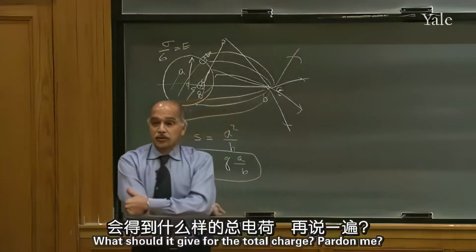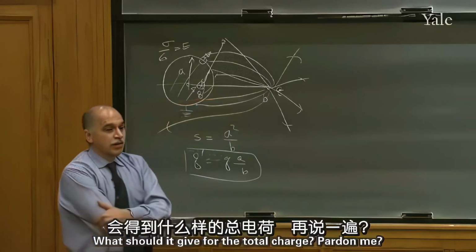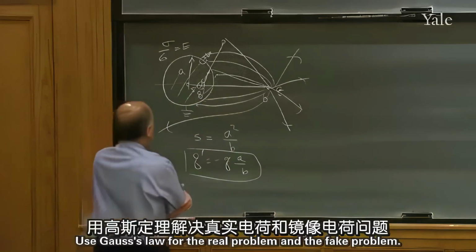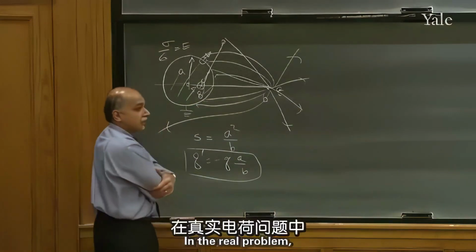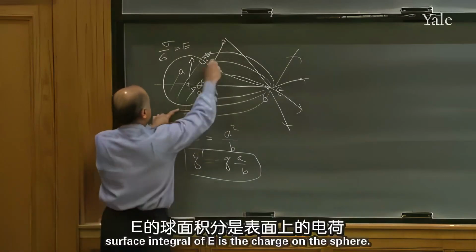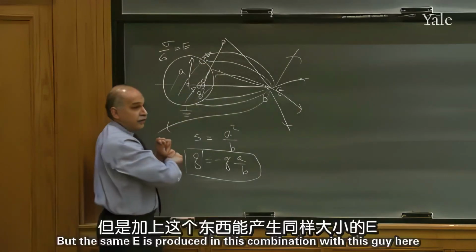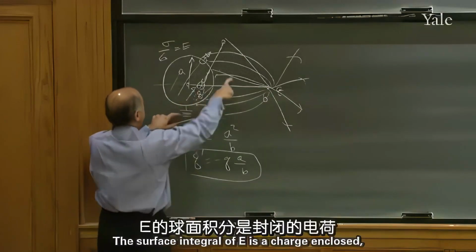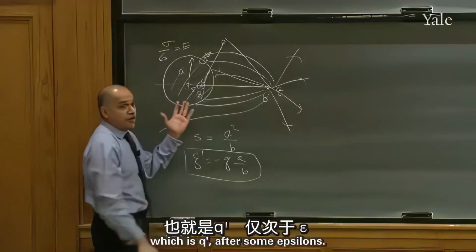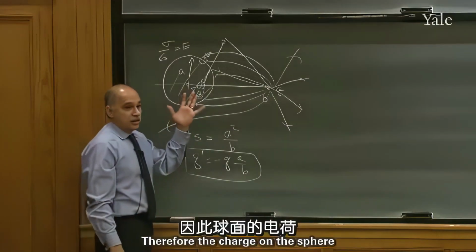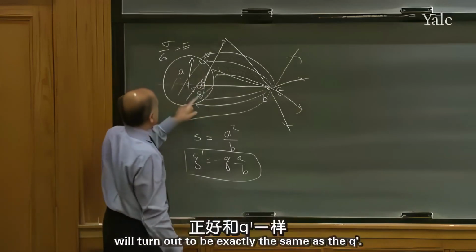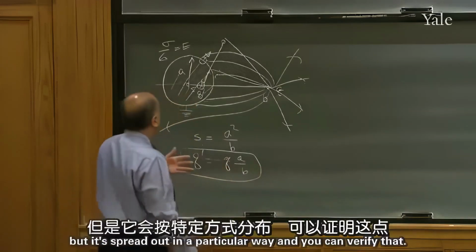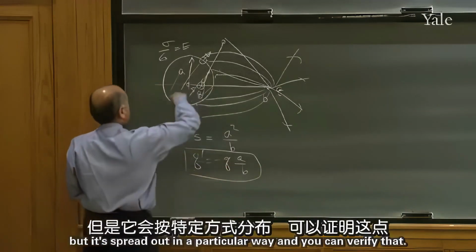What should it give for the total charge? Pardon me? Use Gauss's law. Use Gauss's law for the real problem and the fake problem. In the real problem, surface integral of E is the charge on the sphere. But the same E is produced in this combination with this guy here, but surface integral of that is a charge enclosed, which is q prime, up to some epsilons. Therefore, the charge on the sphere will turn out to be exactly same as the q prime. Just like in the plane, it will be some negative charge, but it is spread out in a particular way, and you can verify that.